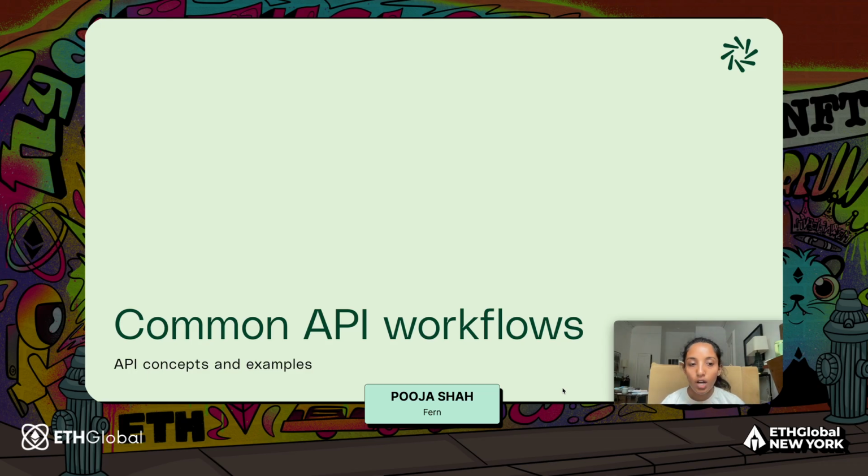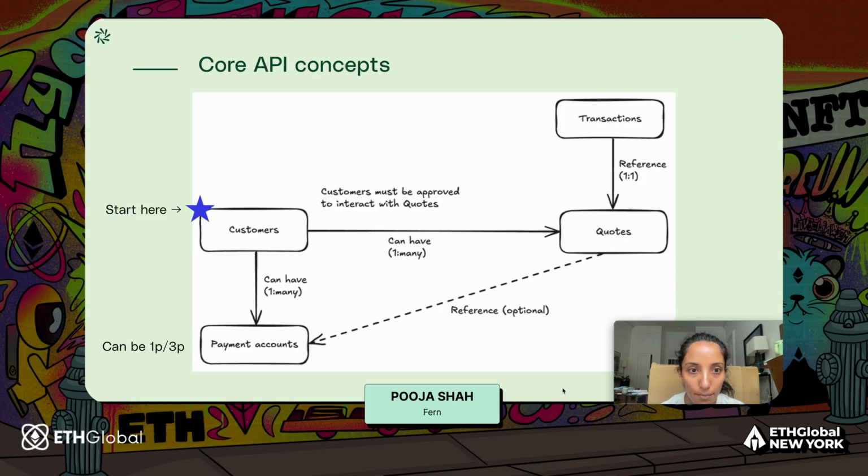Now let's go into common API workflows and some of the core concepts that you would need to know to be successful using the Fern API. This diagram is also in our docs. When you first get started with Fern, I would suggest actually reading in detail what the core API concepts are. We find that for these types of financial infrastructure solutions, the hardest part can just be understanding what the different API concepts are and wrapping your head around it so that you can build really the custom use case and ideal UX that you'd like.